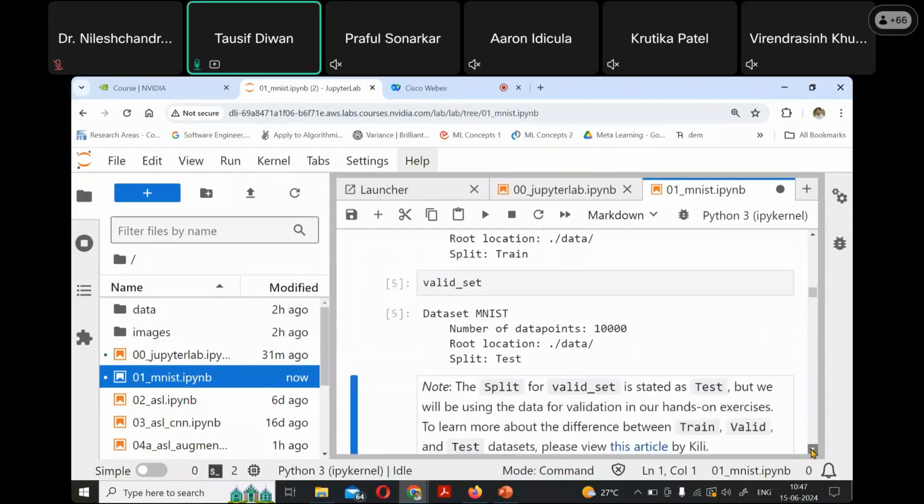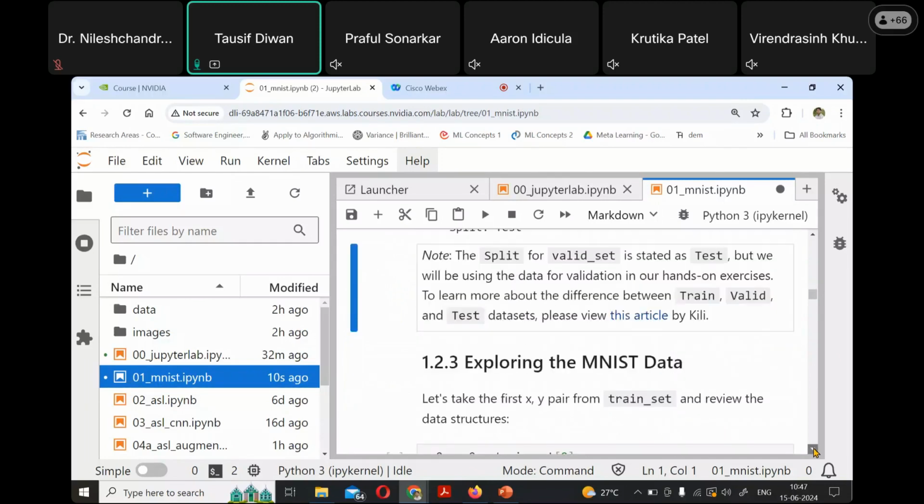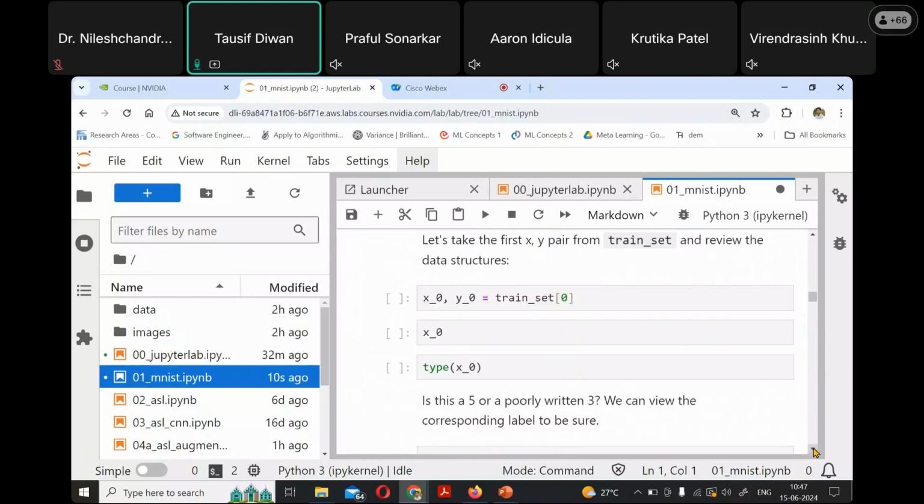So total 10,000 images are there. Then it's a testing set or validation set. Now we will try to understand the characteristics of the data. What we will do, we will see the first sample. Get the first sample from the training set. Train set of 0 means the very first sample. In that first sample, image is also there, label is also there. So x of 0 is nothing but my image and y of 0 is nothing but my label.